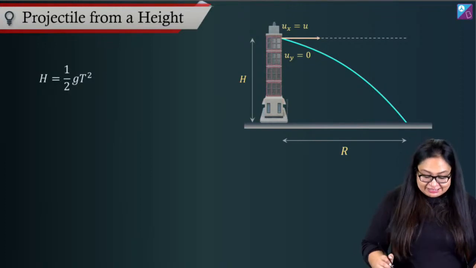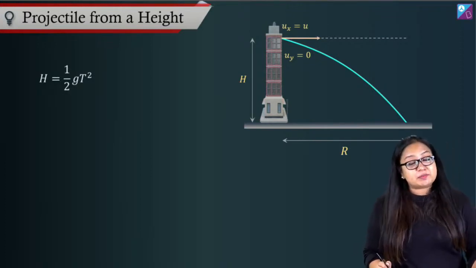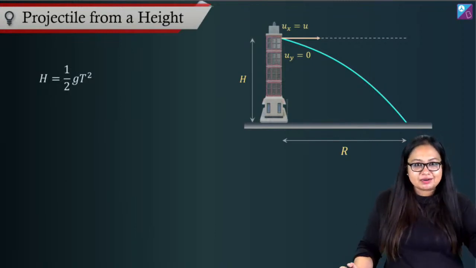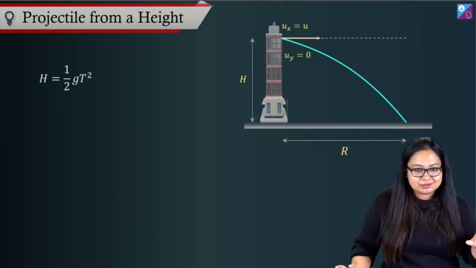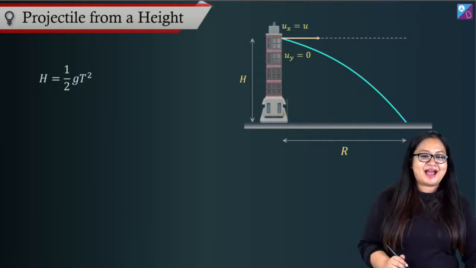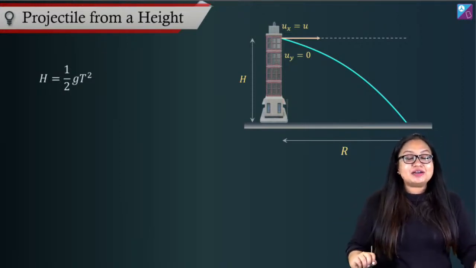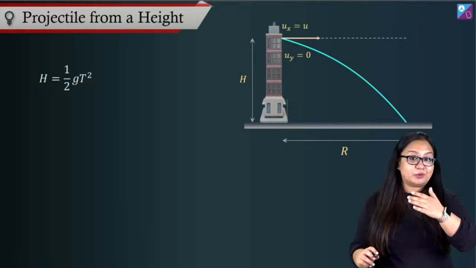Okay. Till then, we have projectile from a height. And as the name says, projectile from a height, when you throw a ball from a height, that's all. So here we've got a ball that is being thrown from a height now, right?